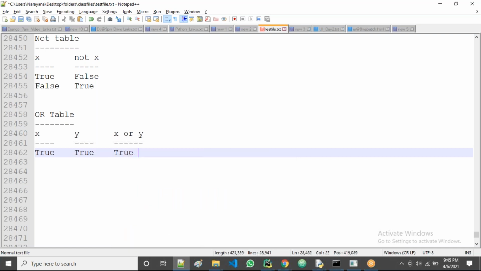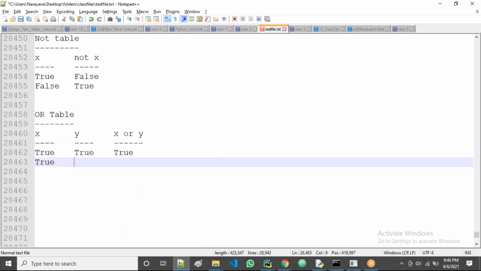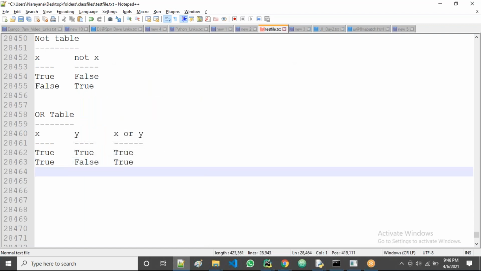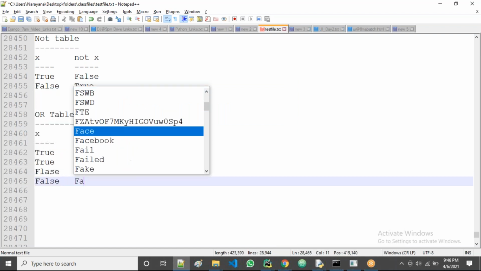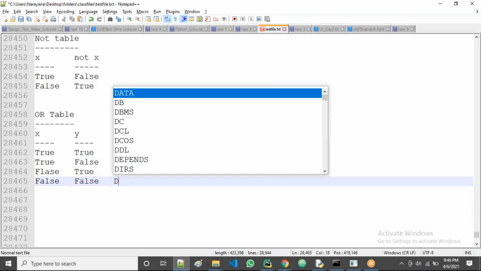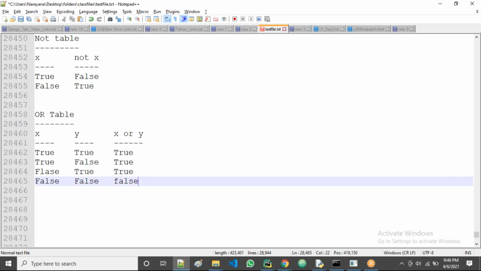Next, X is true and Y is false, and X or Y is which one? Also true. Now X is false and Y is true, then X or Y means false or true. It's also true now. The last one, X is false and Y is also false. Then here false only, guys.